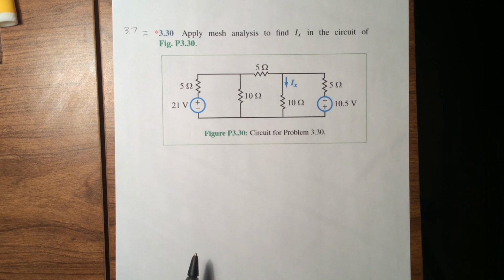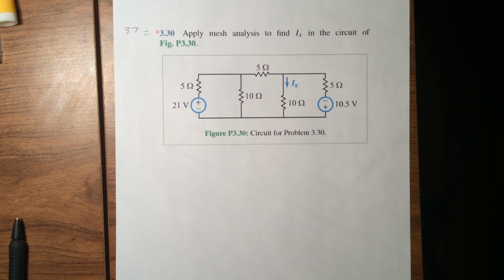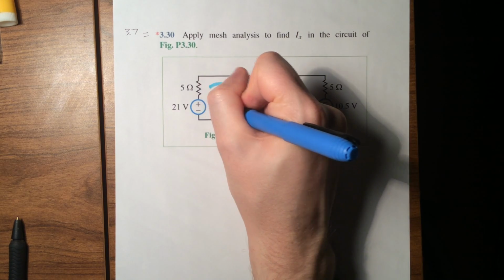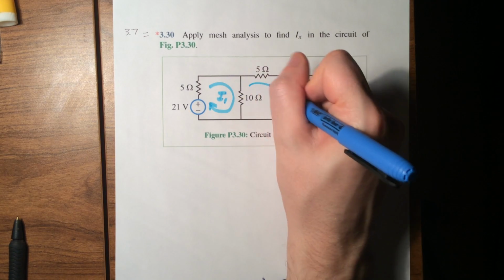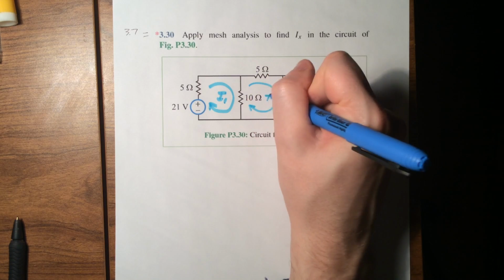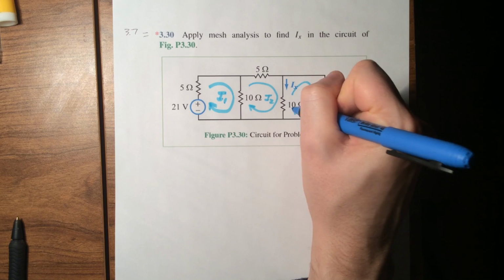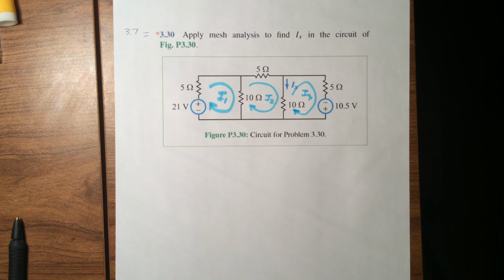You can determine yourself. So the first thing we do with this problem is write our meshes in. I'm going to make my meshes right here. I'm going to make this one I1, nice and easy. I'm going to do this one I2. I'm going to do one more, I3. Alright, so that's our first step of our mesh problems.